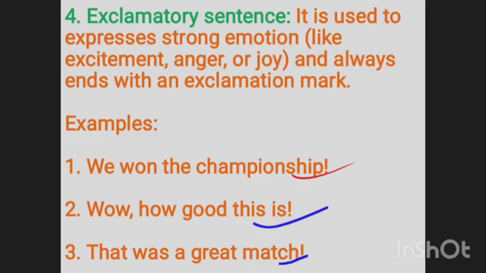That was a great match. Now, if you see the way I'm reading it, there are some emotions attached to the words that I'm reading. So it's used to express strong emotions like excitement, anger, joy, or any of our feelings. And one key factor is that it always ends with the exclamation mark.